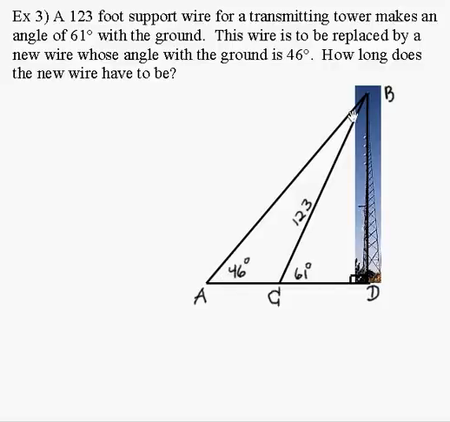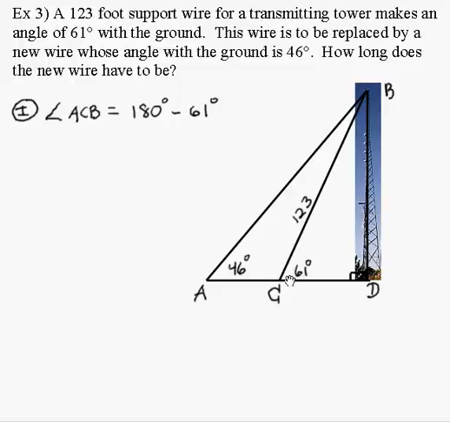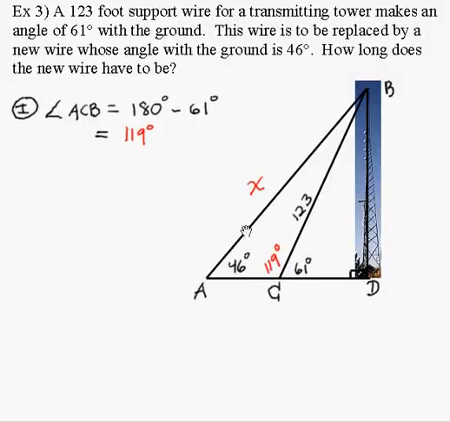Now you could think of this as two right triangles, or we could actually think of this as one triangle that's not a right triangle and use the law of sines. So first we need to find this angle ACB. We know that ACD is a straight line. That's a straight angle, which is 180. We're going to subtract BCD, 61, from it to find out that this angle ACB is 119. We're looking for the length of this wire, which is x.